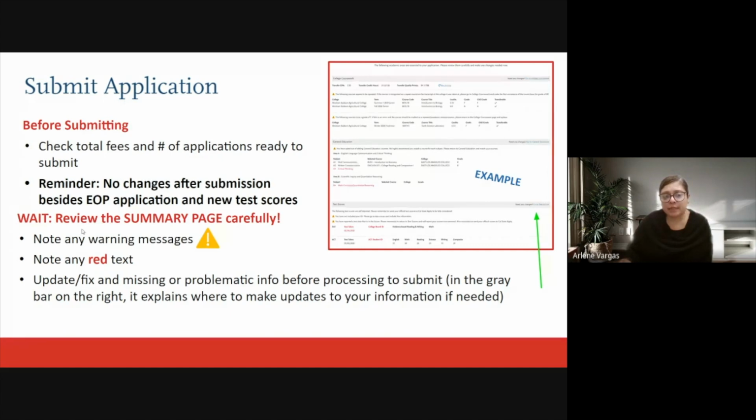We want you to make sure to review the summary page carefully. Go through it a couple times before submitting. Look for any warning pages. It's this symbol here, and you can barely see it, it's pretty small, but you'll see those warning messages, okay? And any red text. You want to make sure that you don't have any red text, and go back to that and clean that up and make the appropriate changes. So update and fix any missing or problematic information before proceeding to submit your application, okay?